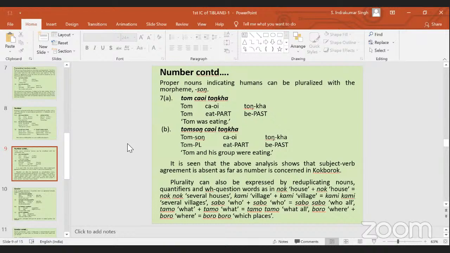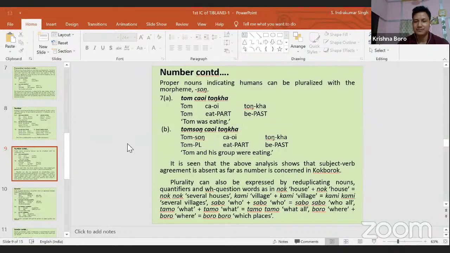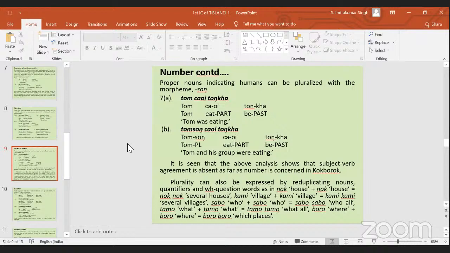Krishna Boro, can I come? Yes, sir. Please go ahead. I am not agreeing with the one who was saying that this tong is progressive, because tong is not progressive. You see, here cha oi tong, two verbs are connected by the oi particle, right? And here the meaning is something like keep eating, but it is not the progressive word, because two verbs are doing the same thing simultaneously.